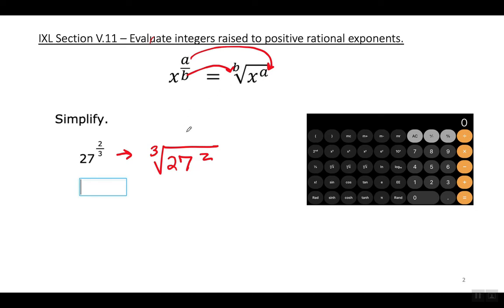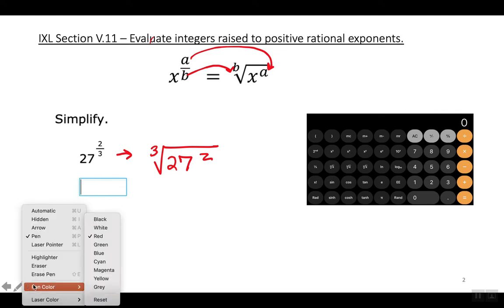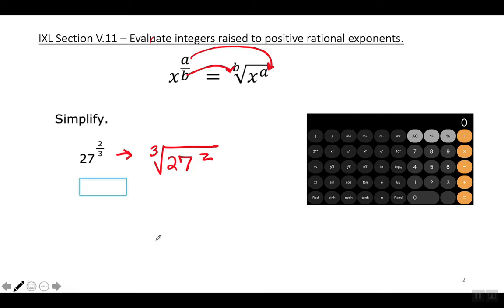Now there are two different ways to work this out: an easy way and a hard way. The hard way would be to do 27 to the second power, which will give you a big number, and then get the cube root of that number. Obviously, you would use a calculator, but if you do it the easier way, you could do most of these without a calculator.